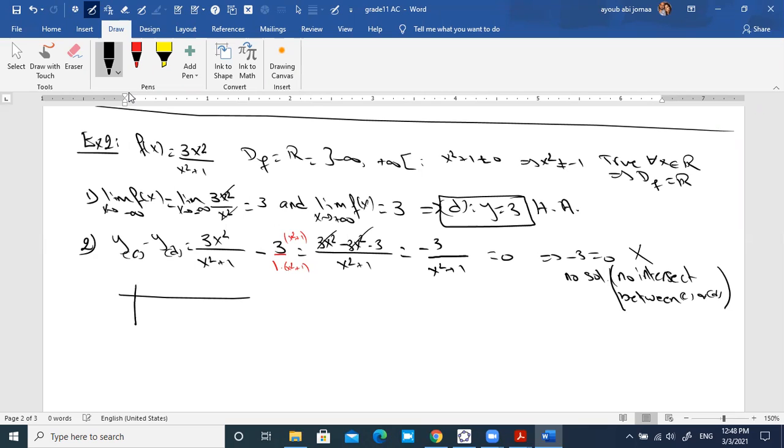Value of x from negative infinity to positive infinity, the domain is negative infinity to positive infinity. We didn't find here any particular value of x on the number line, negative infinity to positive infinity. And here we have yc minus yd.